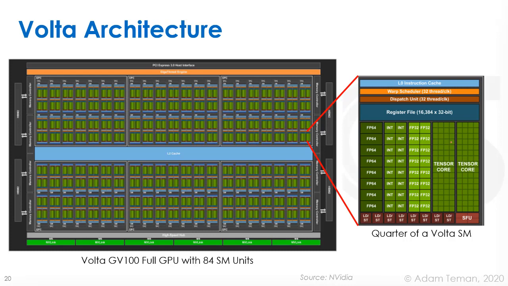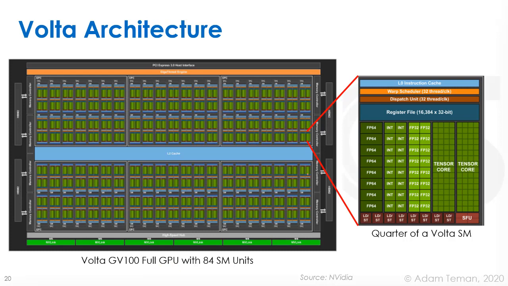So looking more at the architectures that NVIDIA has put out recently, they put out something new pretty much every year for deep learning. Volta was a big step forward. So here's a Volta GV100 chip, which has 84 streaming multiprocessor units. You can see here all these stream processing units.